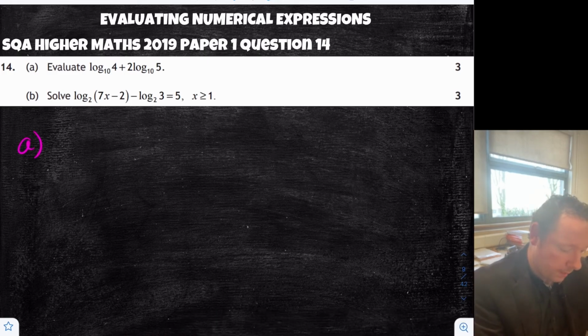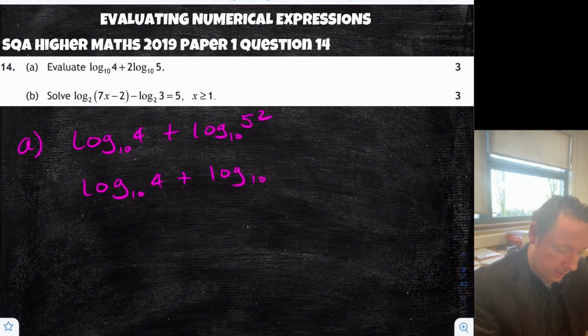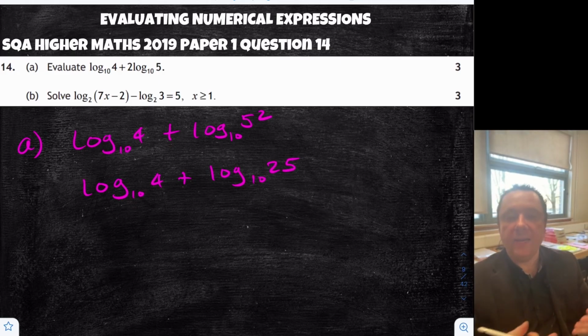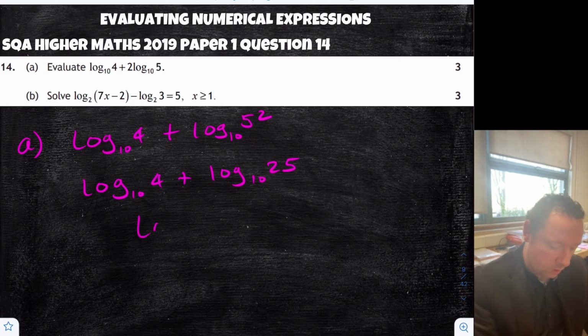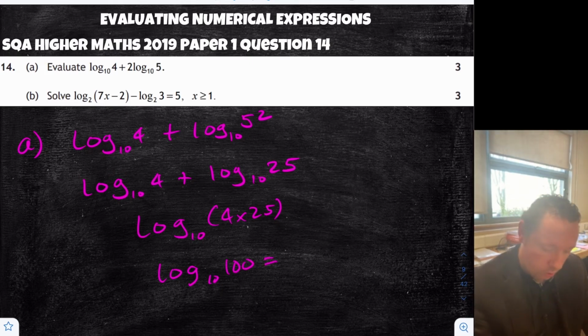So we've got log 10 4 plus log 10 5 squared, because I can take the 2 up. So that's log 10 4 plus log 10 25. And then we can combine that because we can times the numbers together. So it's log 10 4 times 25, which is log 10 100. Log 10 100 is equal to 2 because 10 squared equals 100. And there we are.